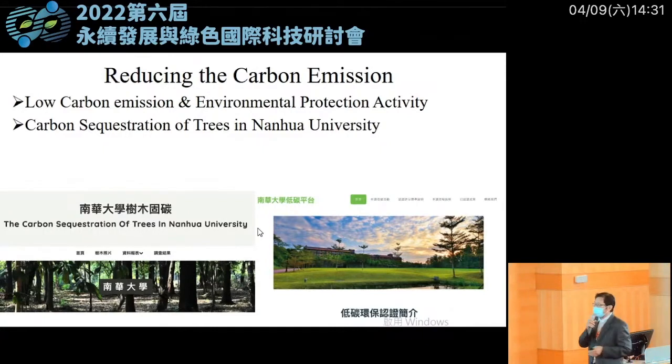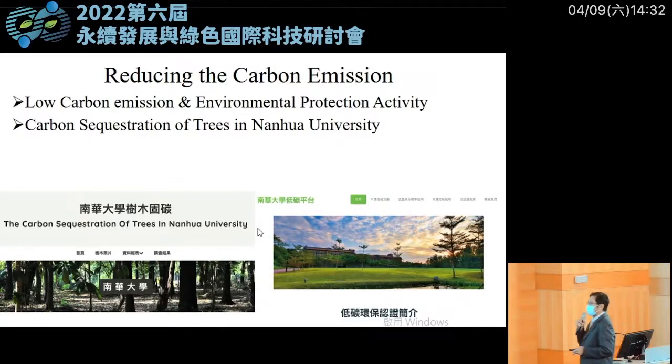How to do that? I think the first thing is we want to reduce all the garbage on our campus, and we also want any activity to be low carbon emission. So we set up this certification on our campus. In fact, this certification follows the University of California system. Then the second thing is environment protection activity. This is what we do.